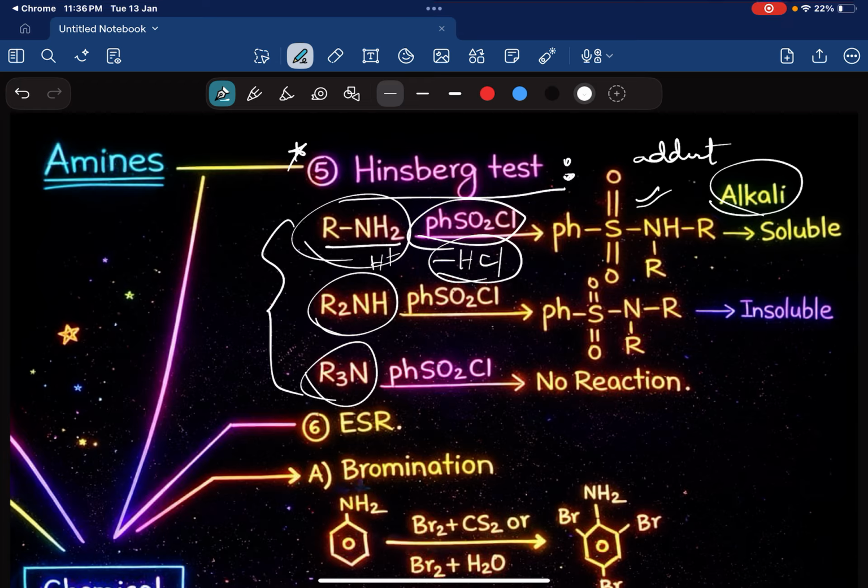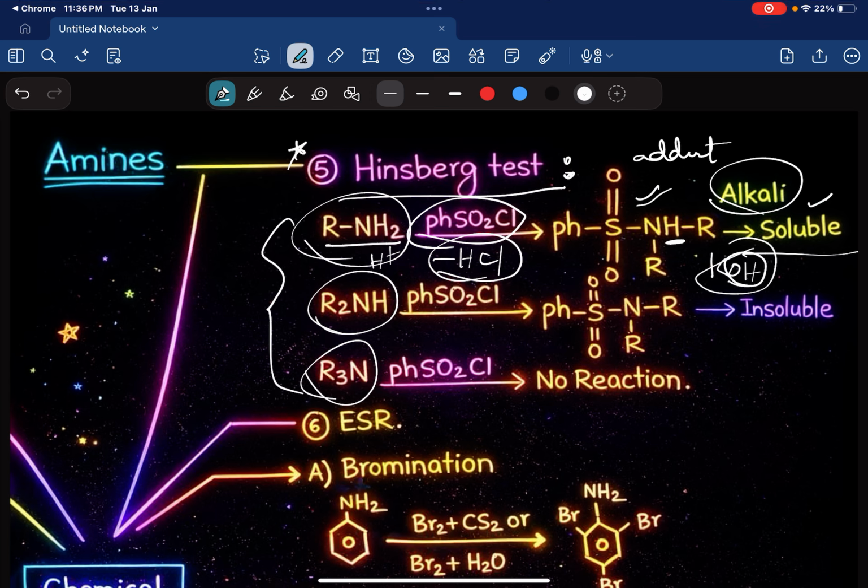After that, it's soluble in alkali in the presence of KOH solution. What happens is this H plus ion is taken out by OH minus in the alkaline medium, which gives a soluble product. So primary amine gives a soluble product with benzene sulfonyl chloride.